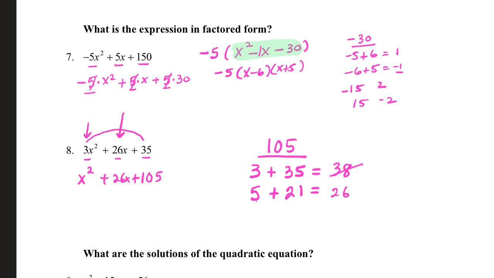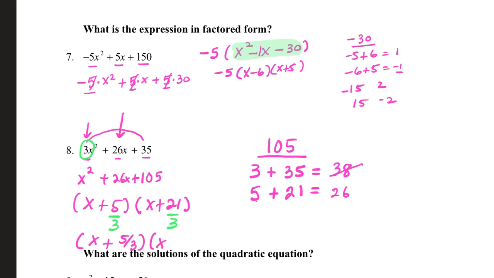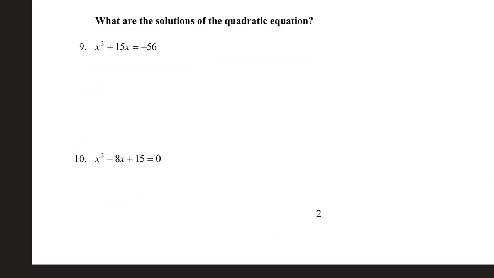So what you're going to do now is you're going to rewrite this as x plus 5, and this is x plus 21. And since the 3 was taken out, you have to come back and you have to divide by 3. And so you notice you have x plus 5 divided by 3, and then you have x plus 21 divided by 3 is 7. And now to fix this factor, you're going to go ahead and move the 3 up next to the x. So you have 3x plus 5 times x plus 7.